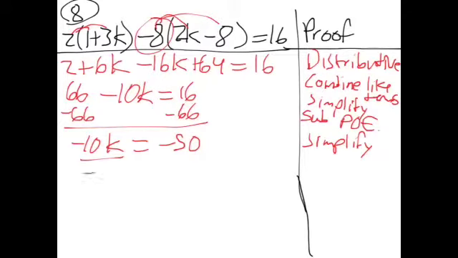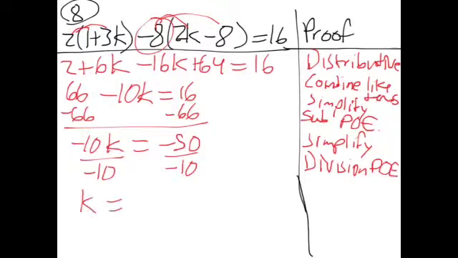And now we're going to divide by negative 10 to get that k all by itself. And what lets us do that is the division property of equality. And k equals 5 is going to be our final answer, and that comes from just simplifying there at the end.